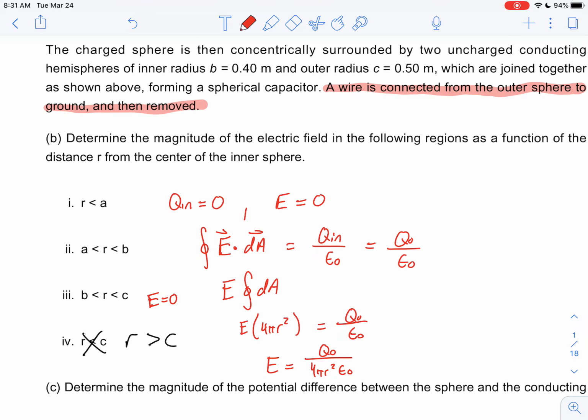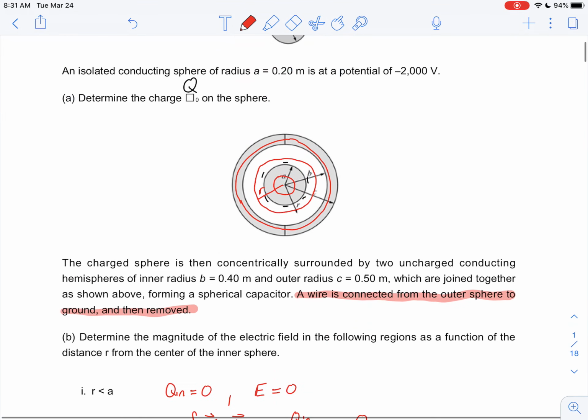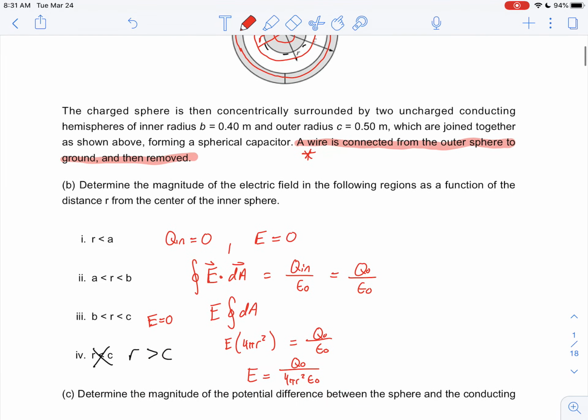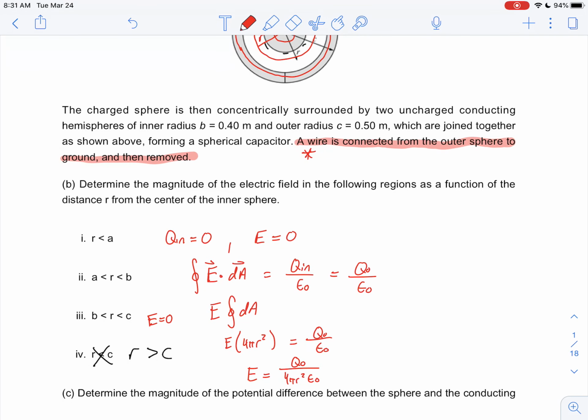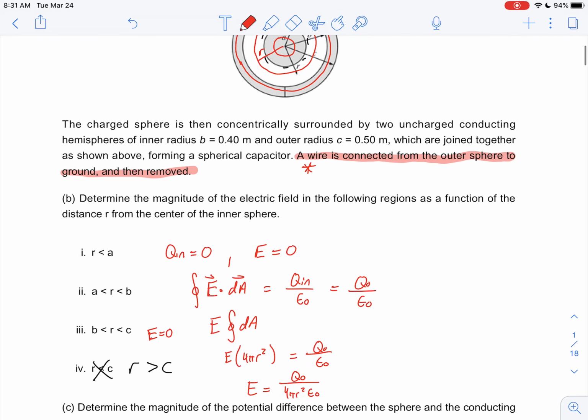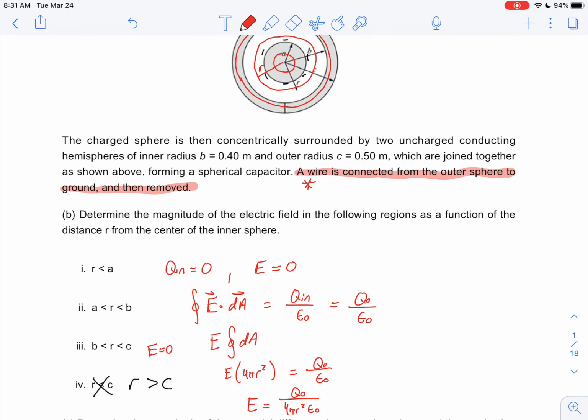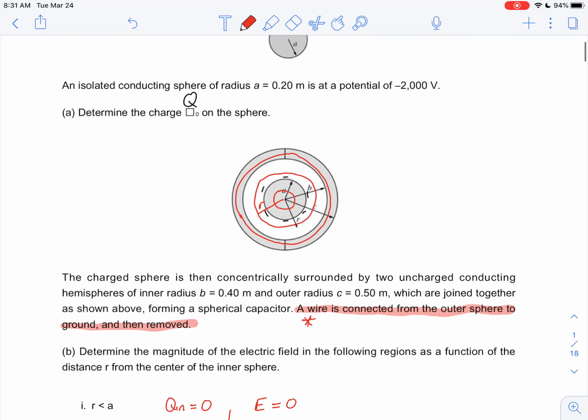So part 4 is the tricky part, R greater than C. And if it wasn't for this statement right here, then you would basically get the same answer as you got for part 2, except R would be greater, right? Because you're outside of C. But as far as the equation looks, it would look exactly the same. But this statement changes things. So let's talk about what happens here.